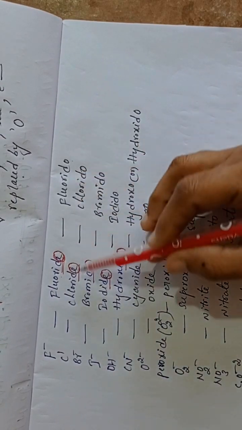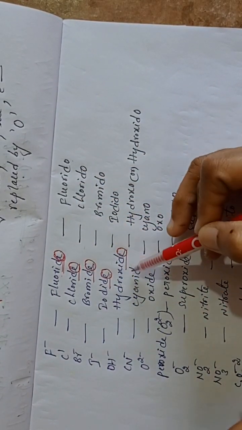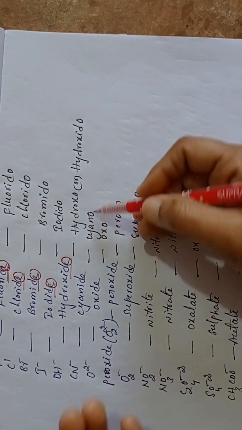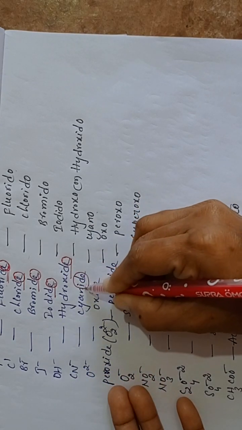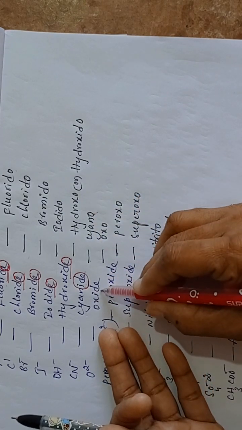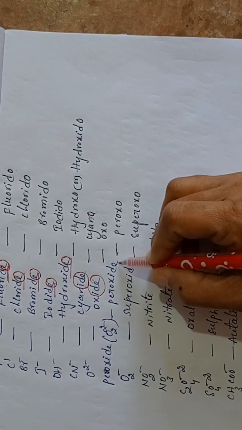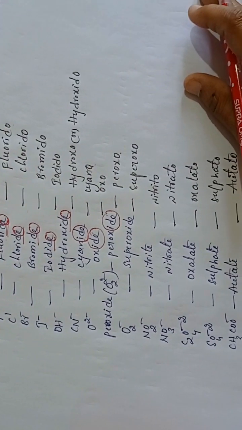That means fluoride becomes fluorido, chloride becomes chlorido. E is replaced by o. Now see here, cyanide becomes cyano. That means "-ide" is replaced by o. And peroxide, "-ide" is replaced by o. Are you understanding? Ide is replaced by o.